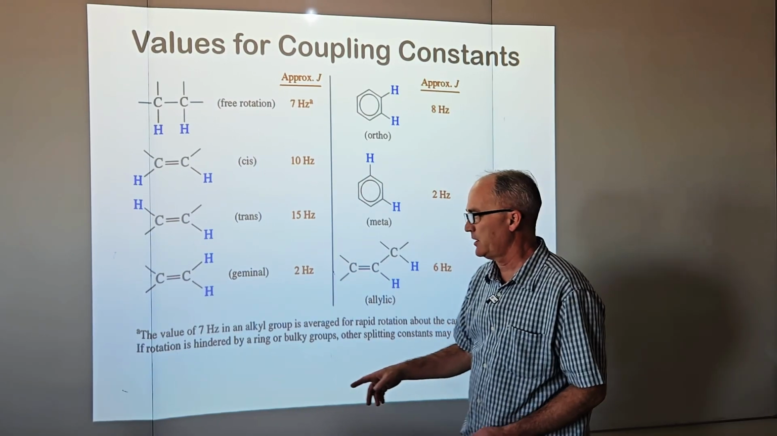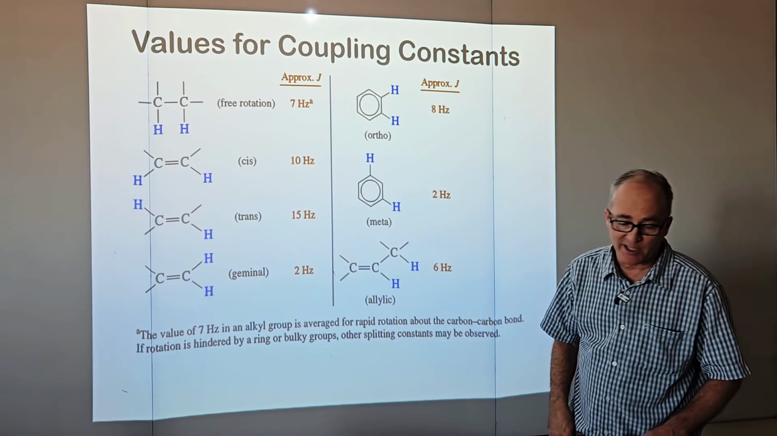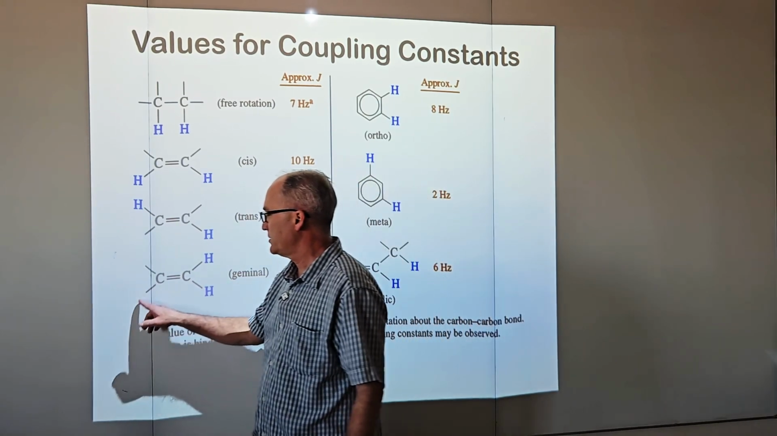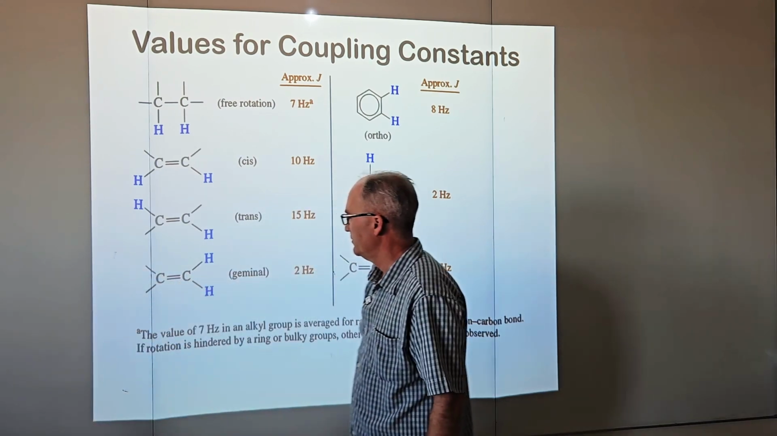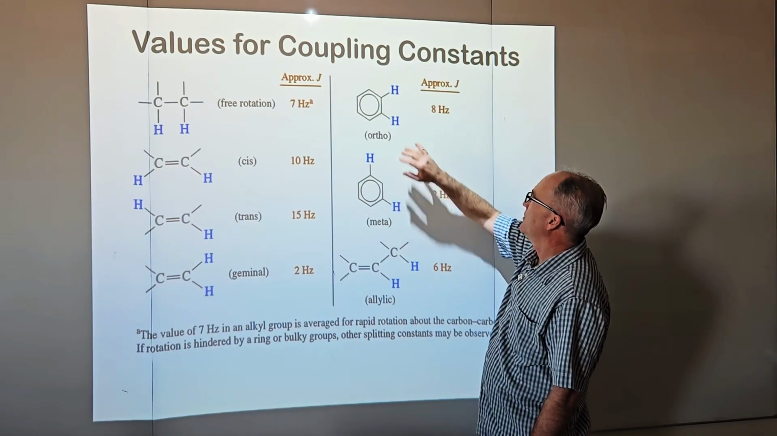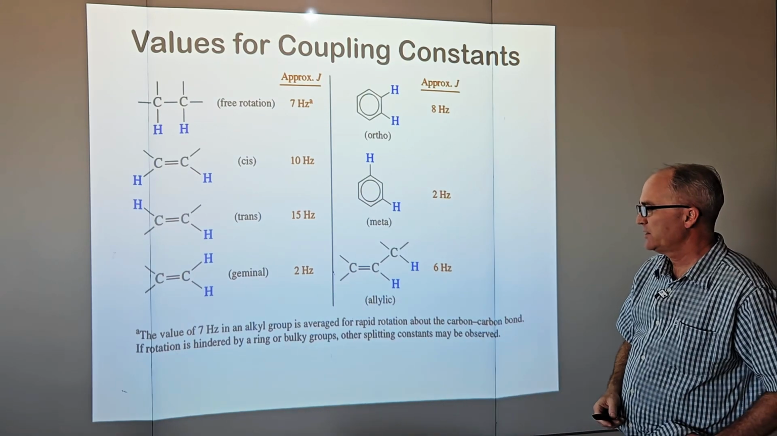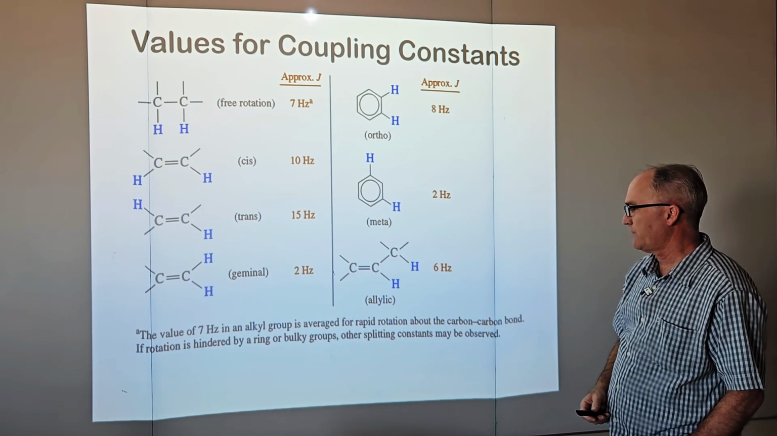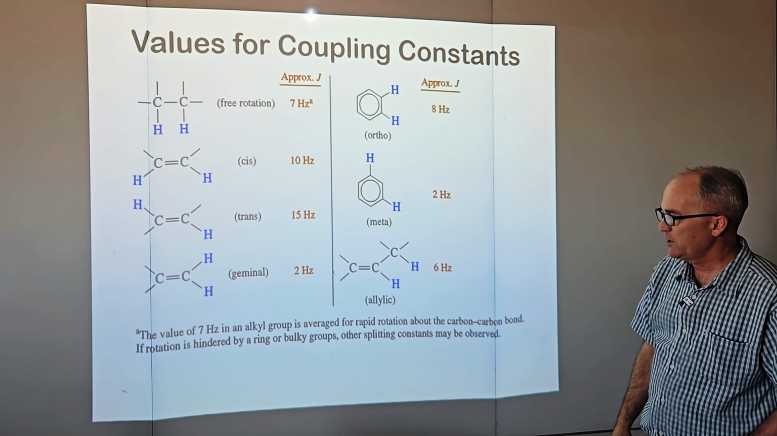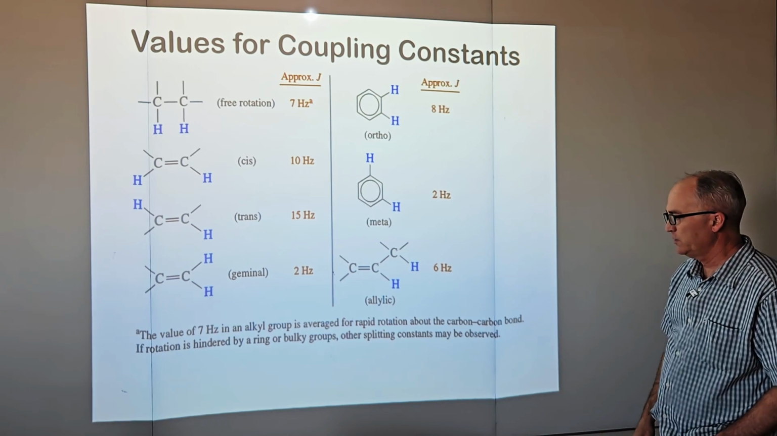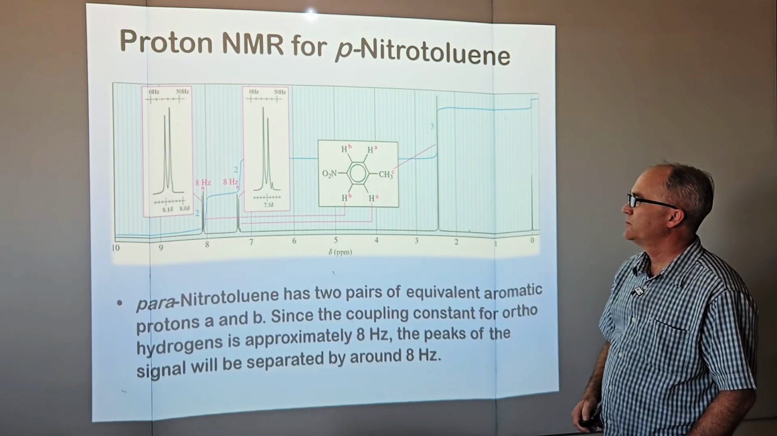If this was the simple hydrocarbon ethene, we would see 1 peak and no splitting. But we're going to imagine the carbon chain continues, maybe in OH, whatever. Same thing with hydrogens on a benzene ring and allylic. The value of 7 Hertz in an alkyl group is average for rapid rotation about the carbon-carbon bond. If rotation is hindered by a ring or bulky group, other splitting constants may be observed.